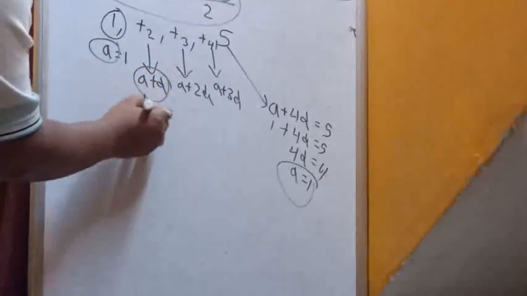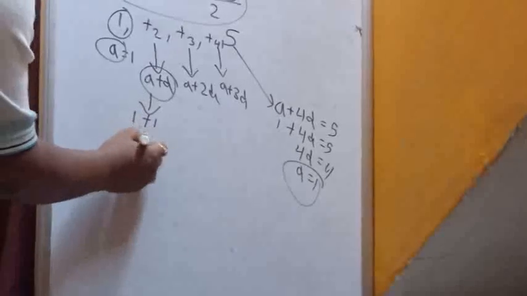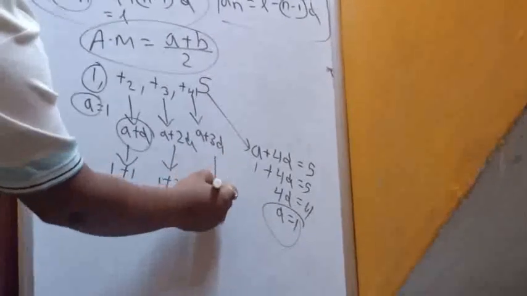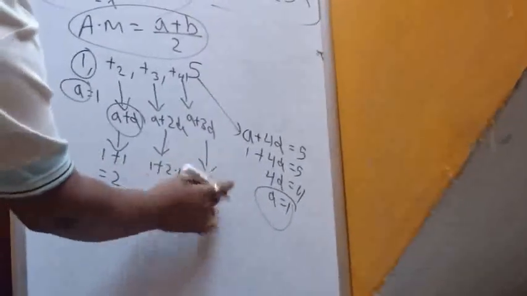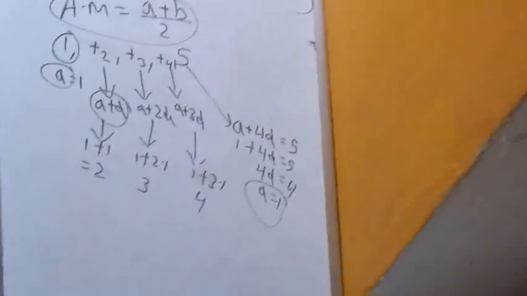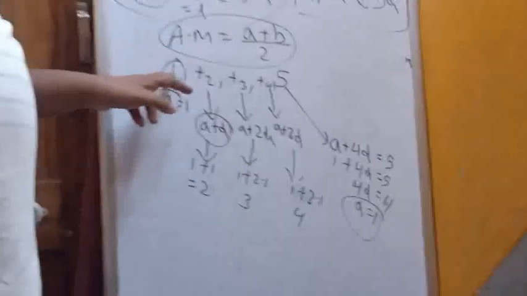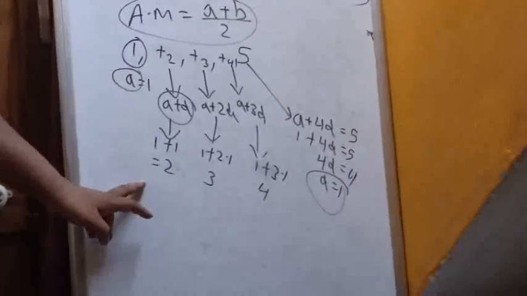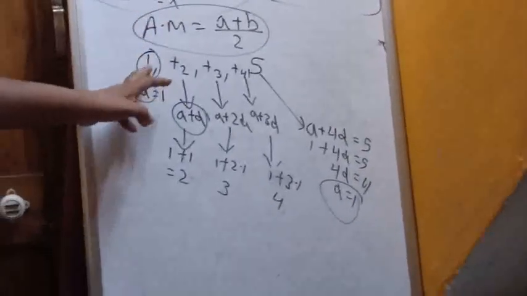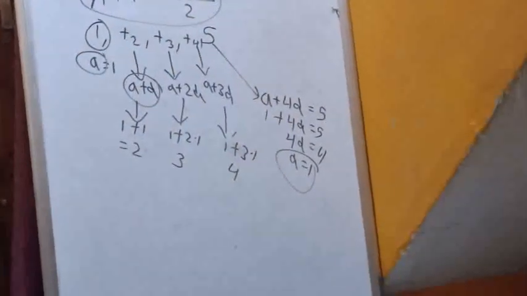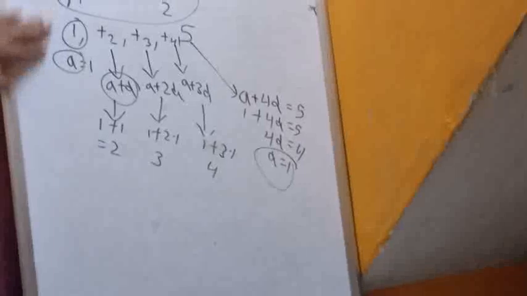A plus D equals how much? A means 1, plus 1 equals 2. Here A plus 2D means 1 plus 2 into 1 equals 3. A plus 3D means 1 plus 3 into 1 equals how much? 4. So the 3 terms in the arithmetic progression are 2, 3, 4. These are following the rules. What are the rules? Yes, 1, 2, 3, 4, 5 is in arithmetic progression. So this one is about arithmetic mean.